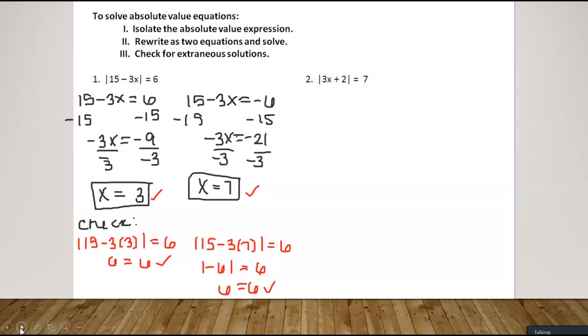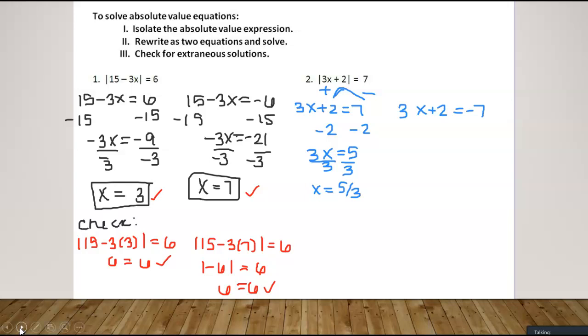Okay, number 2. Step 1, isolate the absolute value. That's done. Step 2, split the absolute value into the positive and negative. So that's 3x plus 2 equals 7. And 3x plus 2 equals negative 7. Solve for x. So we get x equals 5/3 and x equals -3. And then we need to take each of those and check them.